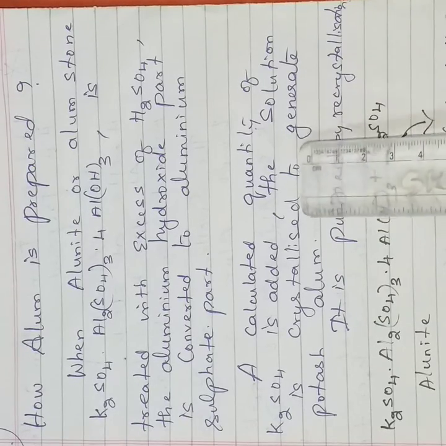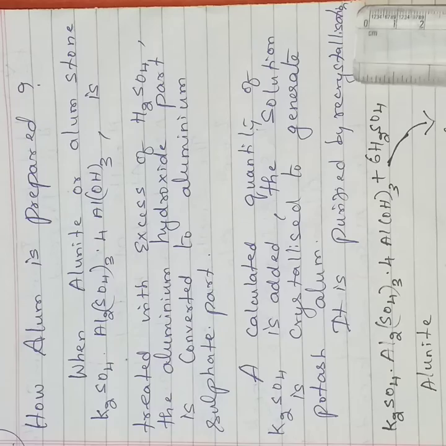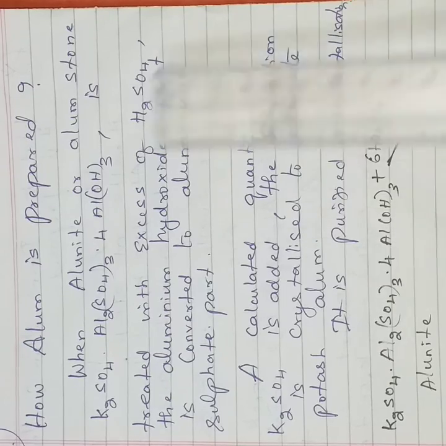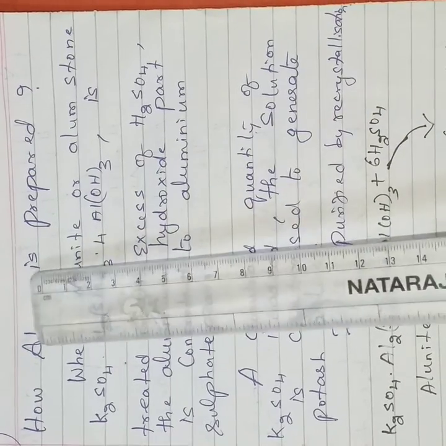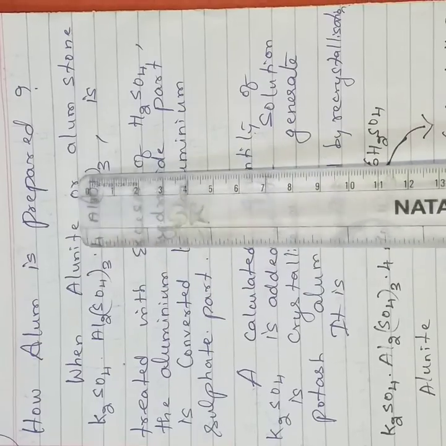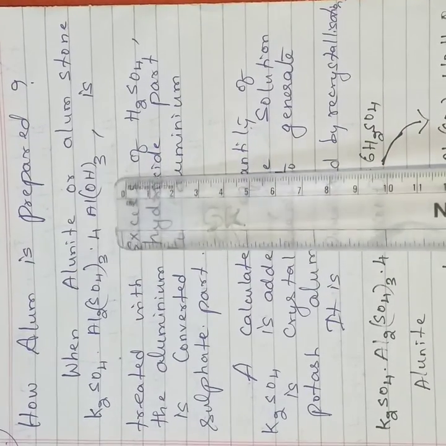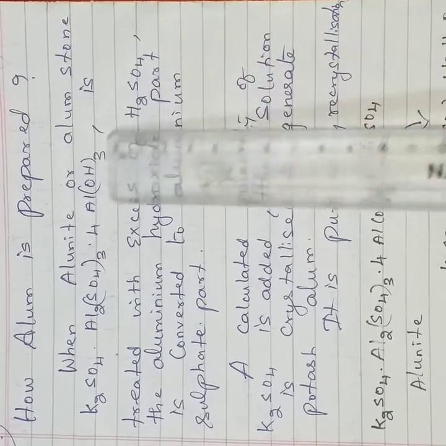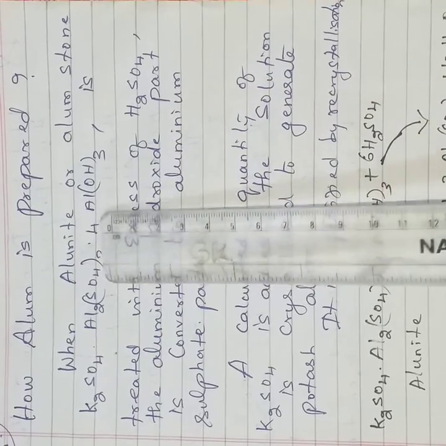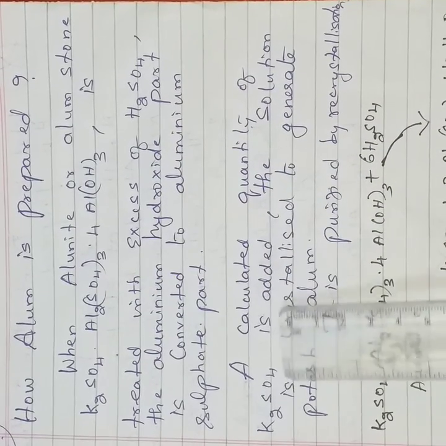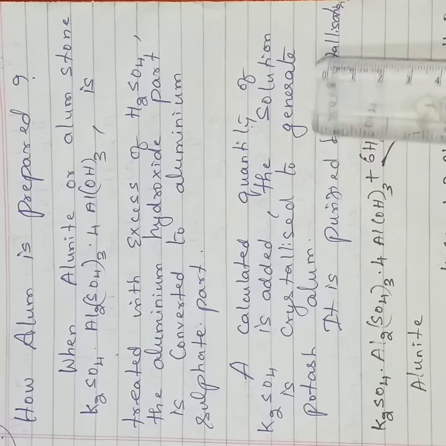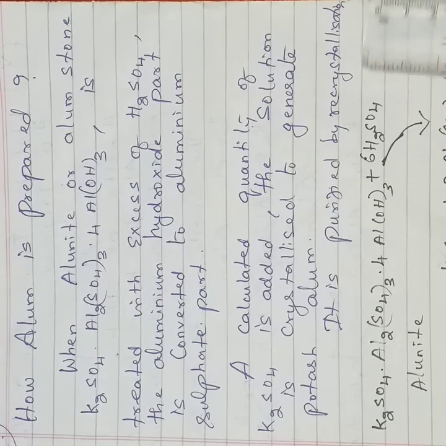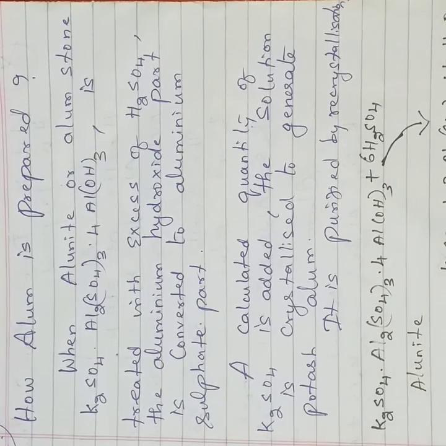Then the formed crystal is purified by the recrystallization process. So this is the theory part of the preparation of alum, very important. First we take alunite, which is treated with sulfuric acid, and all the hydroxide part is converted into sulfate part. Then a small quantity of potassium sulfate is added, then the solution is crystallized, and then it is purified by the recrystallization process.